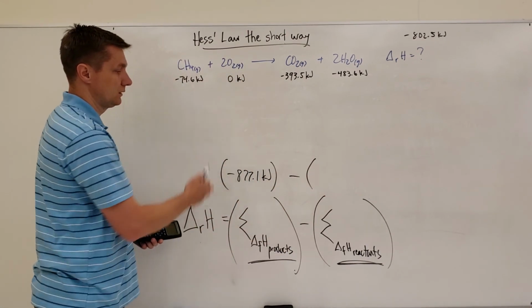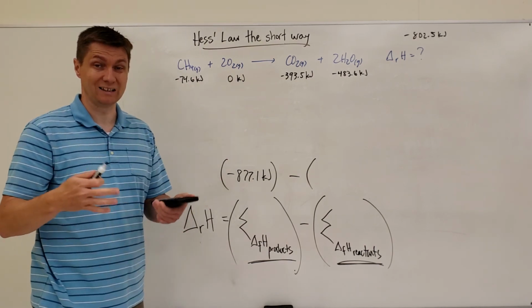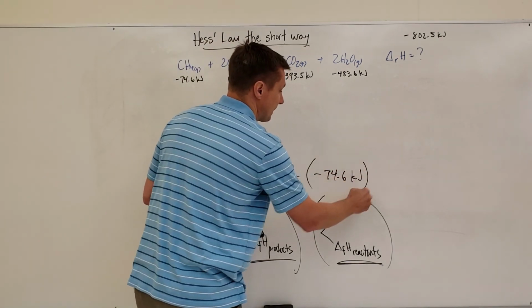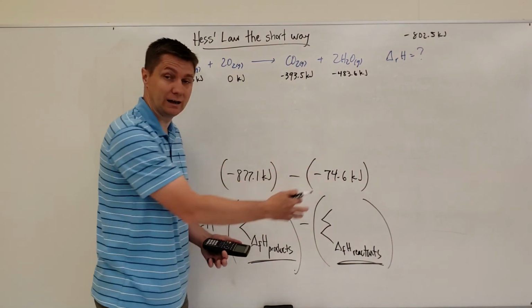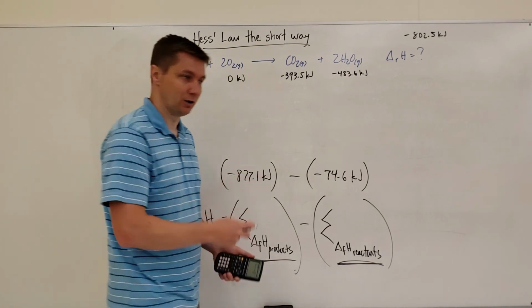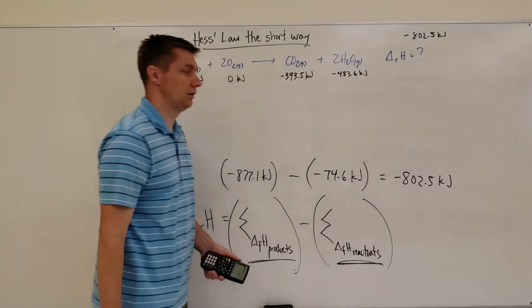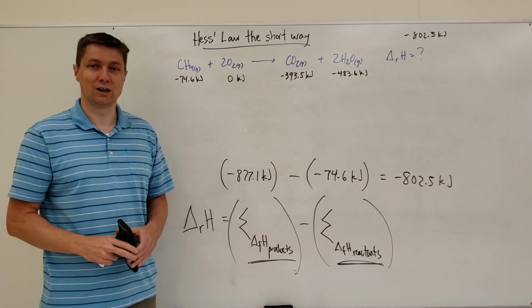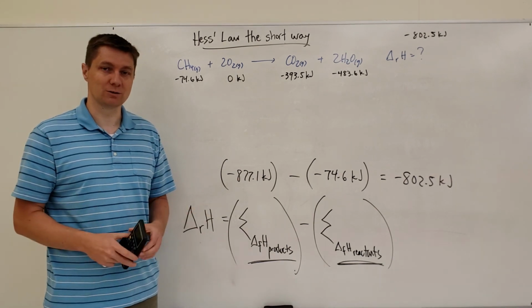And then I take the sum of the heats of formation of the reactants, which is just negative 74.6 kilojoules plus 0, so negative 74.6. And again, you can see why we need to do the subtraction last, because now we've got to subtract a negative. I plug that into my calculator, and if you plug it all in, again, you should get negative 802.5 kilojoules. And that's how you do Hess's Law the short way, guys. Hopefully this was helpful. Good luck as you attempt some of the practice questions.